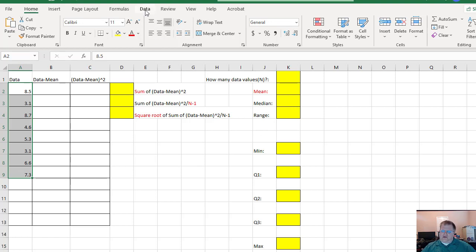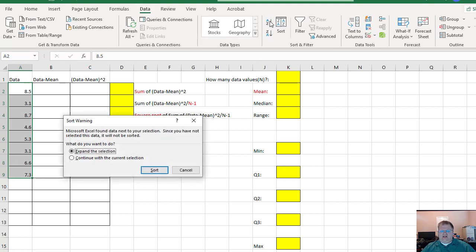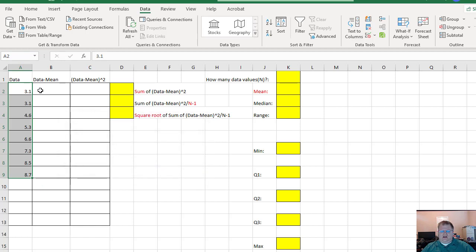So if you remember, we go to Data. I highlight my numbers, go to the Data tab, and then click the A to Z. It's asking me, do you want everything or just the stuff you highlighted? I'm like, no, the stuff I highlighted. So I'm going to click through that, and all that did is put the numbers in order.